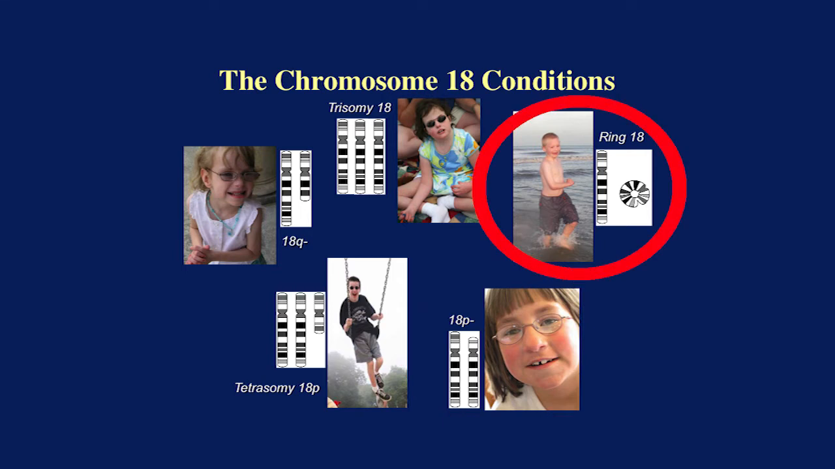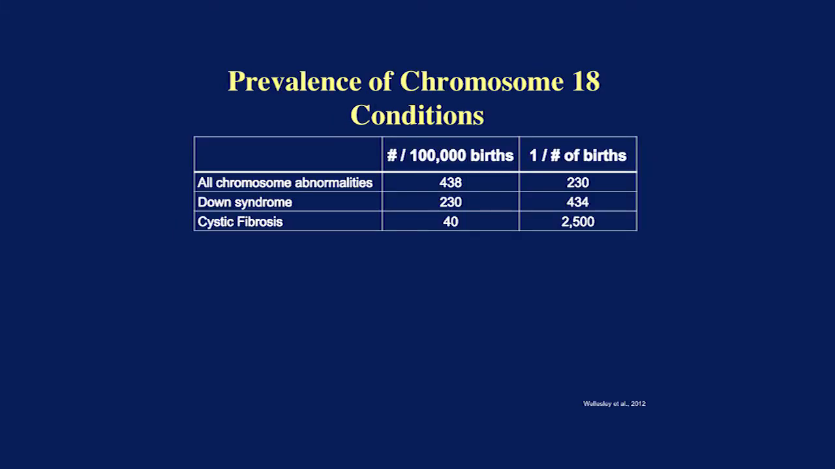On the upper right is ring 18. As you can see in the diagram, one of the chromosomes forms a ring, which by definition means that there is some missing chromosome material from the ends of both chromosome arms. But the amount of missing material varies from person to person, from a deletion that includes no genes to one that includes nearly 100 genes. This makes this group of people very heterogeneous because of the variability in size of the deletion from each arm of the chromosome.